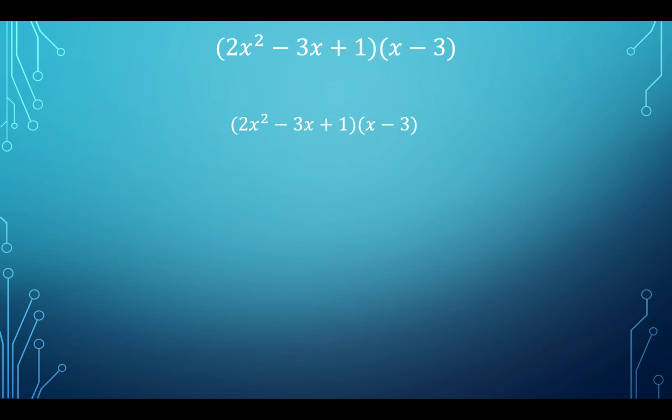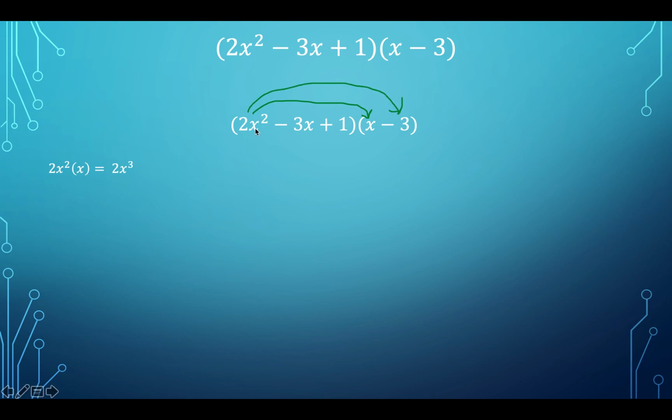Let's try this one. We have 2x squared minus 3x plus 1 times x minus 3. So the first thing we have to do, as a reminder, is distribute each of these terms to each of the terms inside that second set of parentheses. So first we're going to do 2x squared times x. 2x squared times x gives us 2x to the third.